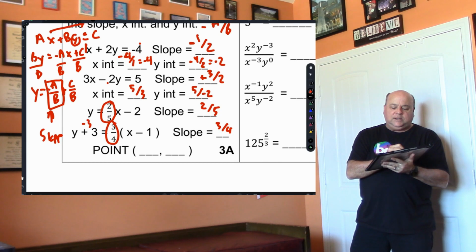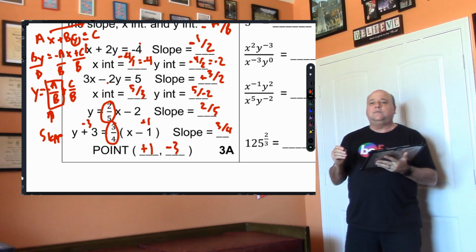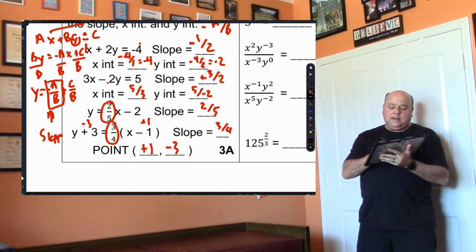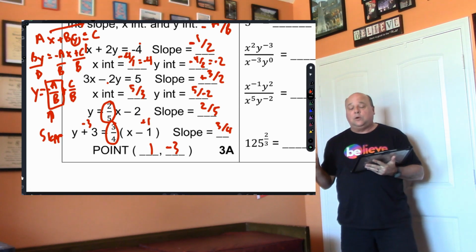And remember, the points are opposite. So the opposite of negative 1 is a positive 1. The opposite of a positive 3 is negative 3. So my point would be 1 comma negative 3. They're not going to put the positive, are they?